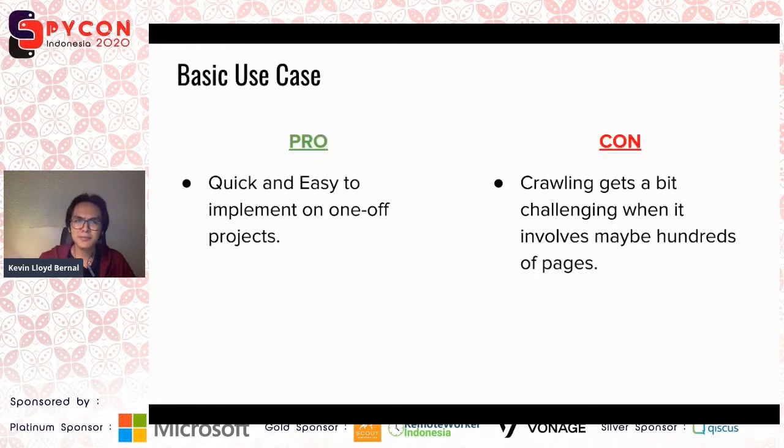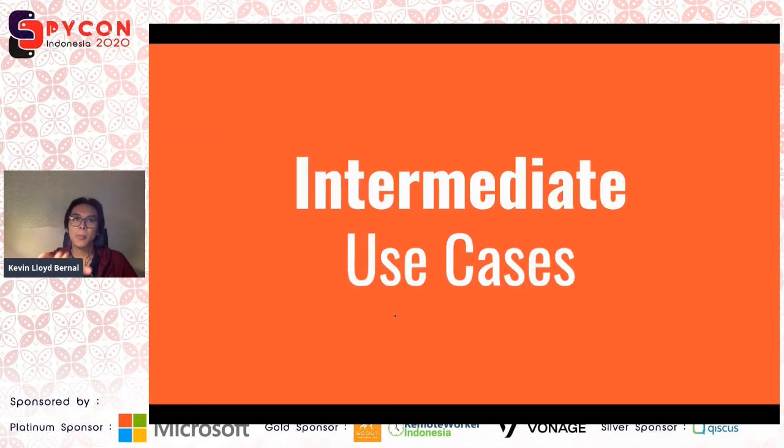For the basic pros and cons, this approach is just quick and easy to implement for one-off projects. But for the con, crawling gets a bit hard, or rather challenging, if it involves hundreds or thousands or millions or billions of pages. So this is where the intermediate use cases come into place. For the intermediate use cases, I would be covering mostly Scrapy, but I would also be covering non-Scrapy packages later on.